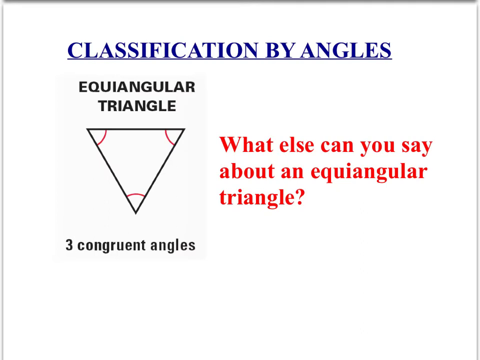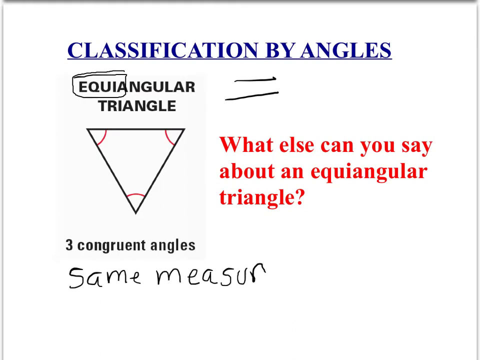Okay, next classification by angles, we have an equiangular triangle. So this equi part right here starts seeming kind of familiar to a lot of you. Equal, you know it's going to mean these parts are equal to each other. So here we have three angles that are all congruent, meaning they're all the same measure. Now, if we have a triangle with three angles of the same measure, one thing else we can say is that not only do they have three angles of the same measure, but all three of these sides are congruent.